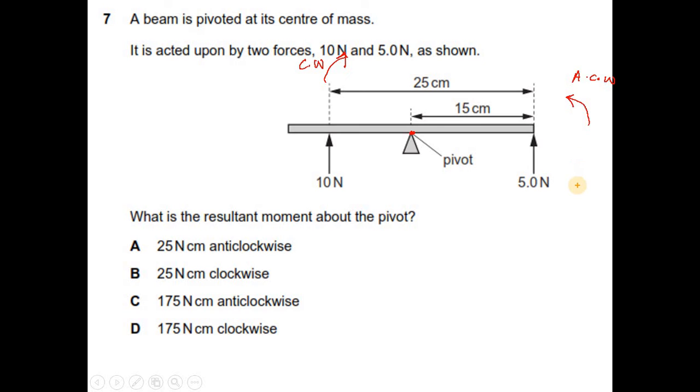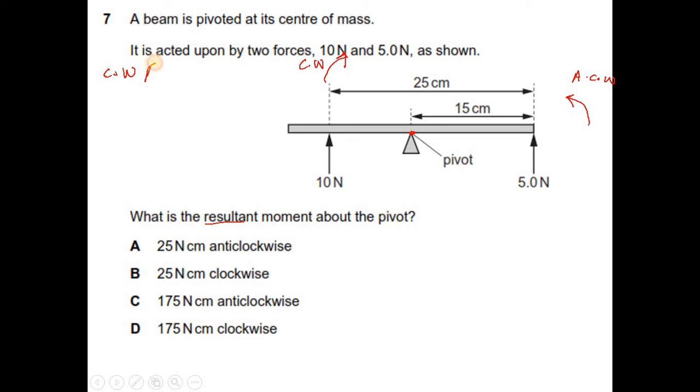First we are going to find the individual moments, what is the clockwise moment and what is the anti-clockwise moment. If both moments are equal, then the rod will be in equilibrium, but we know that they cannot be equal because they are asking us to find the resultant and we don't have any zero option here. So both moments cannot be equal. Let's figure out the clockwise moment first.